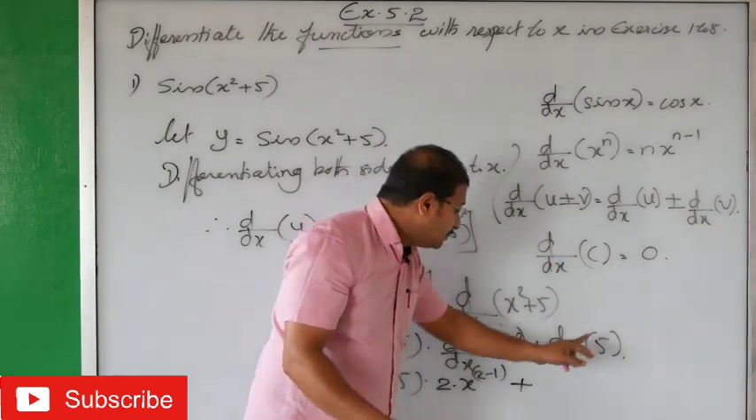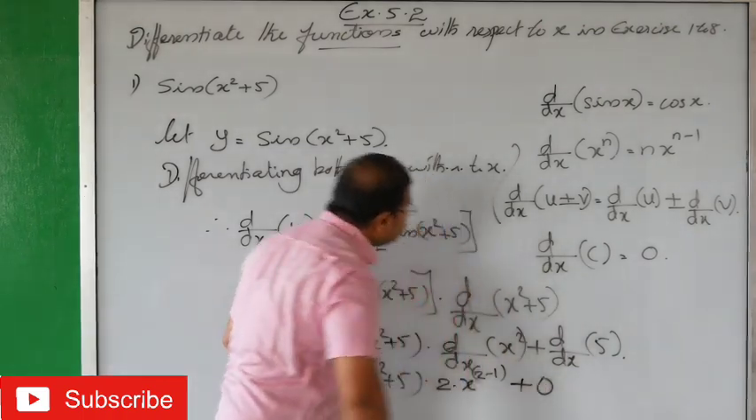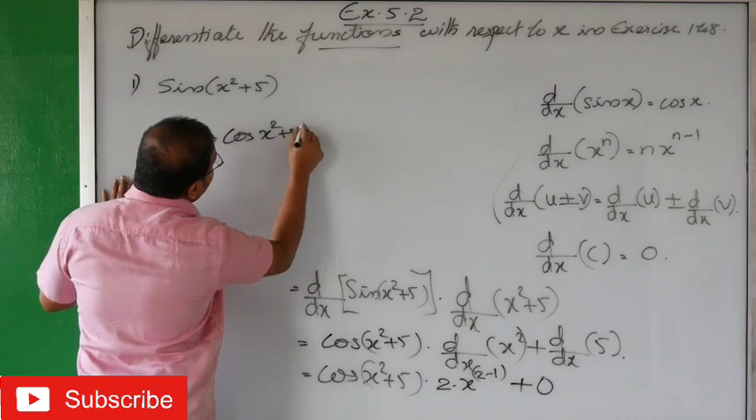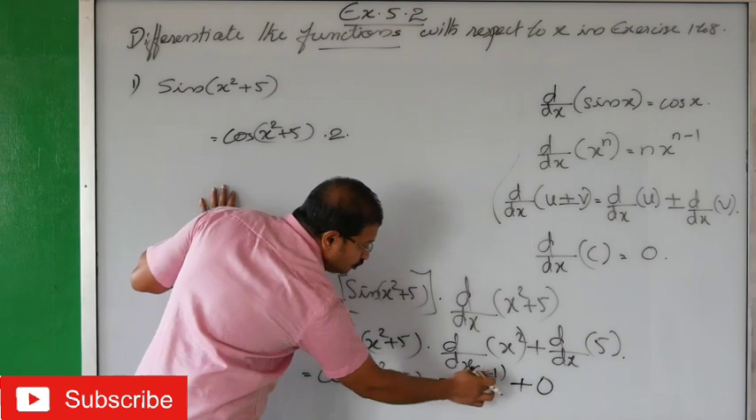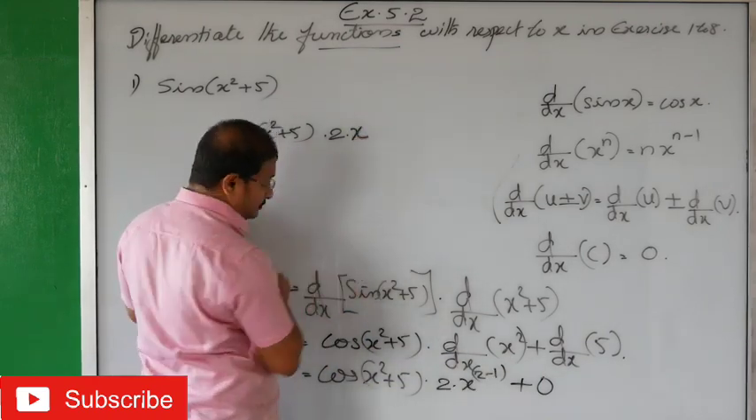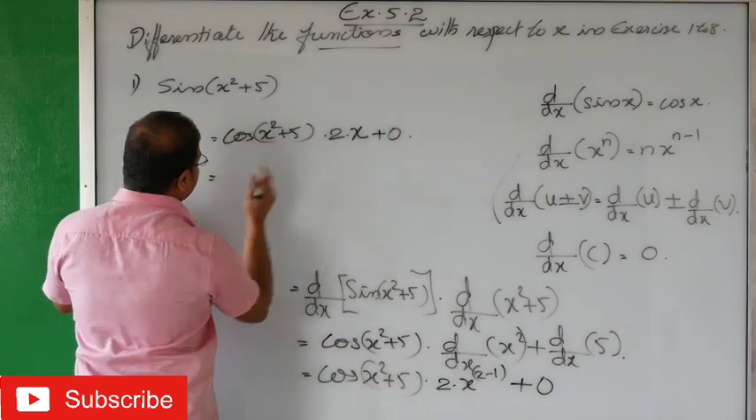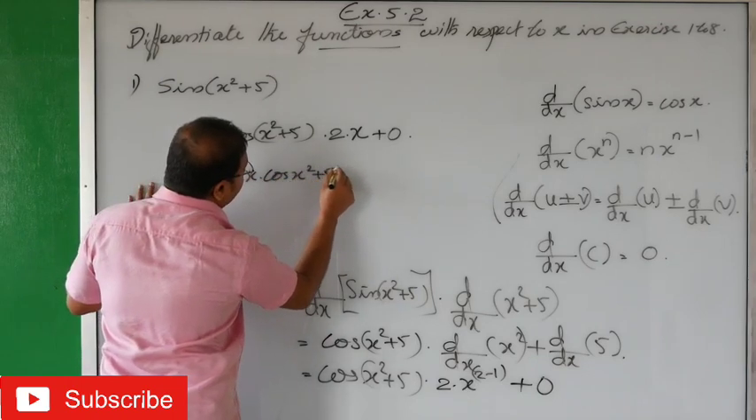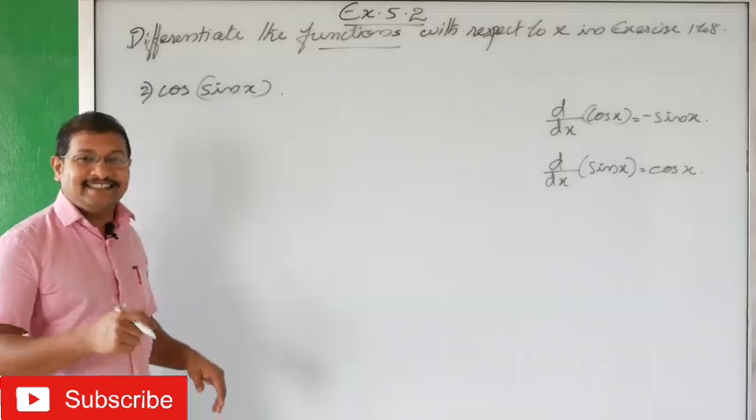Derivative of a constant is 0. That means derivative of 5 is 0. This equals cos of x square plus 5 into 2 into x raised to 2 minus 1. X raised to 2 minus 1 means x raised to 1, which is x, plus 0. Now this 2x we will write first: 2x into cos of x square plus 5. Plus 0 means no need to write. Okay, let's see the next question.